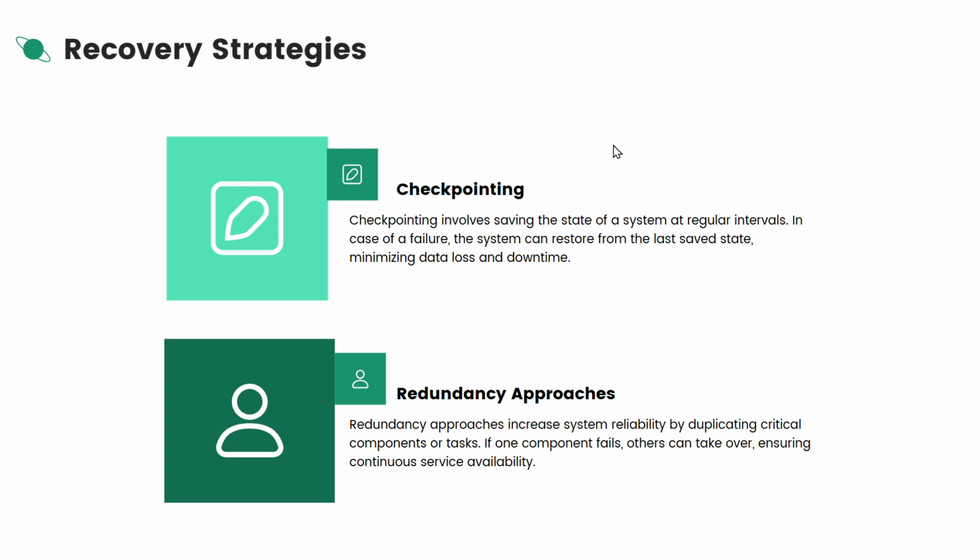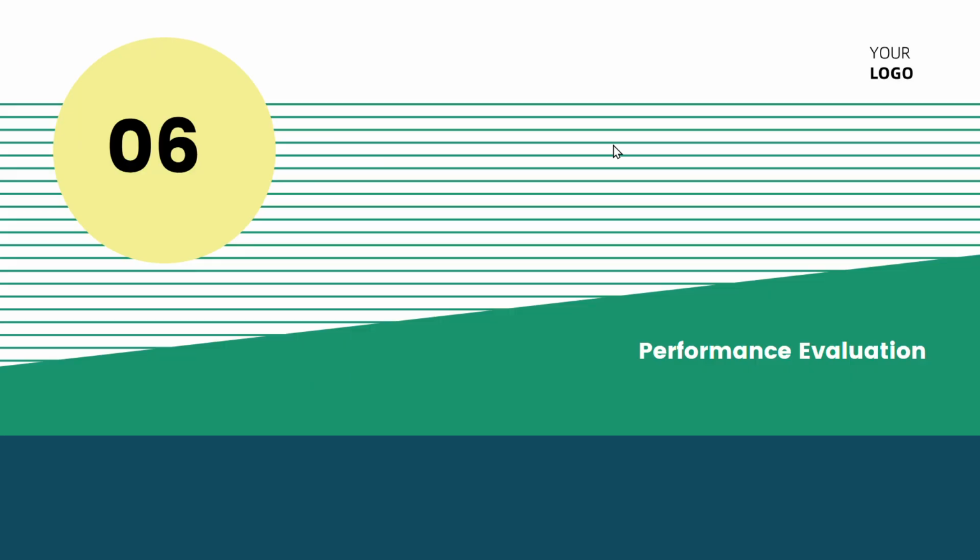Recovery strategies. Checkpointing. Checkpointing involves saving the state of the system at regular intervals. In case of a failure, the system can restore from the last saved state, minimizing data loss and downtime. Redundancy approaches. Redundancy approaches increase system reliability by duplicating critical components or tasks. If one component fails, others can take over, ensuring continuous service availability.